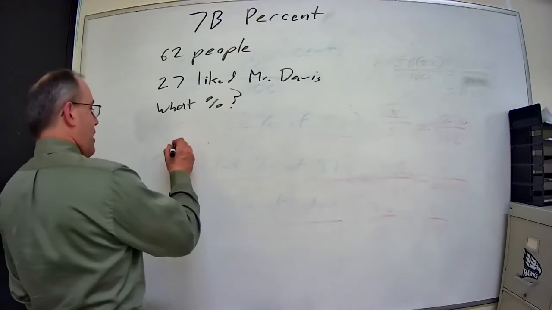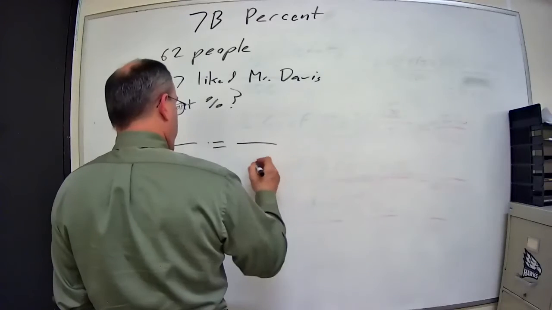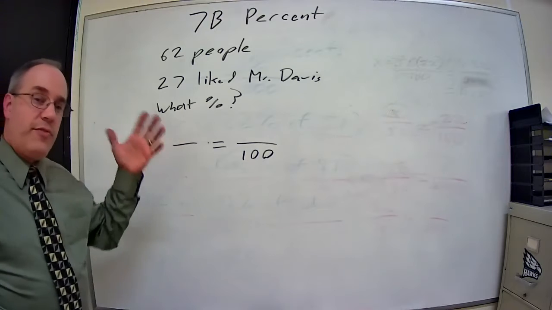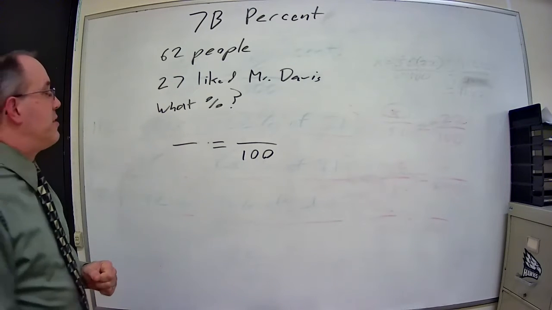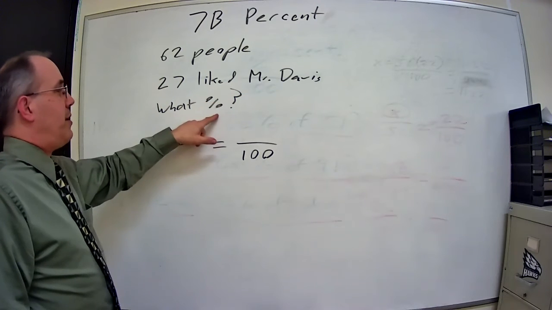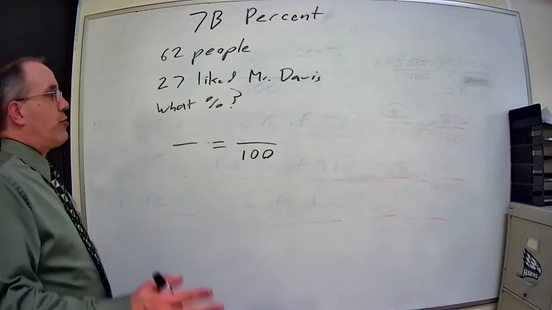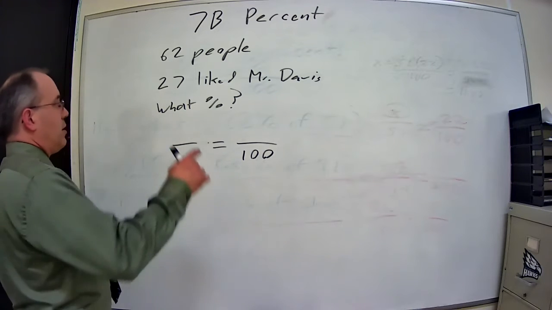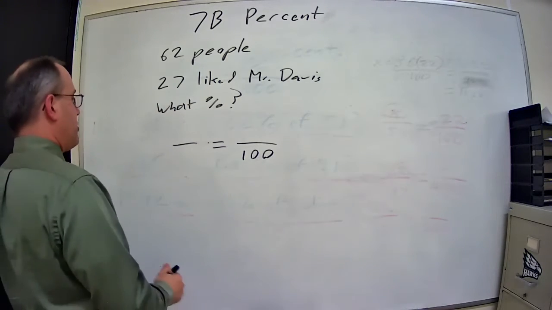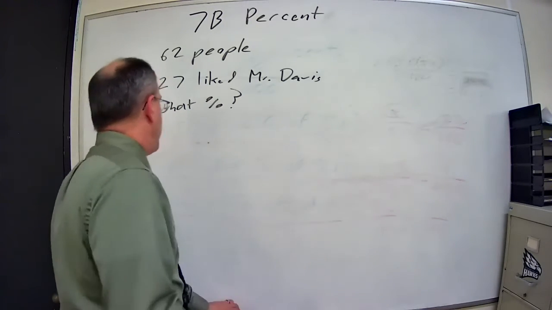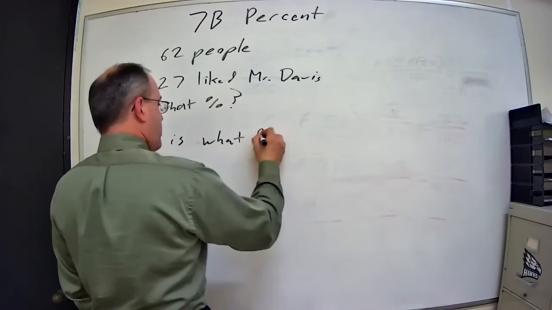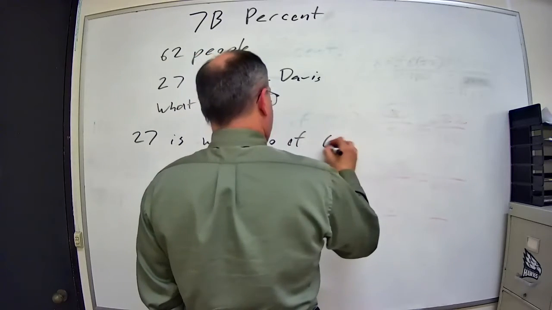Davis? So let's go back to our is over of is equal to percent over 100. We have to figure out which of those three sentences to go into. We got 62 people, 27 liked Mr. Davis. What percent? So we're trying to find out 27 is what percent of 62. So let me write that. 27 is what percent of 62?